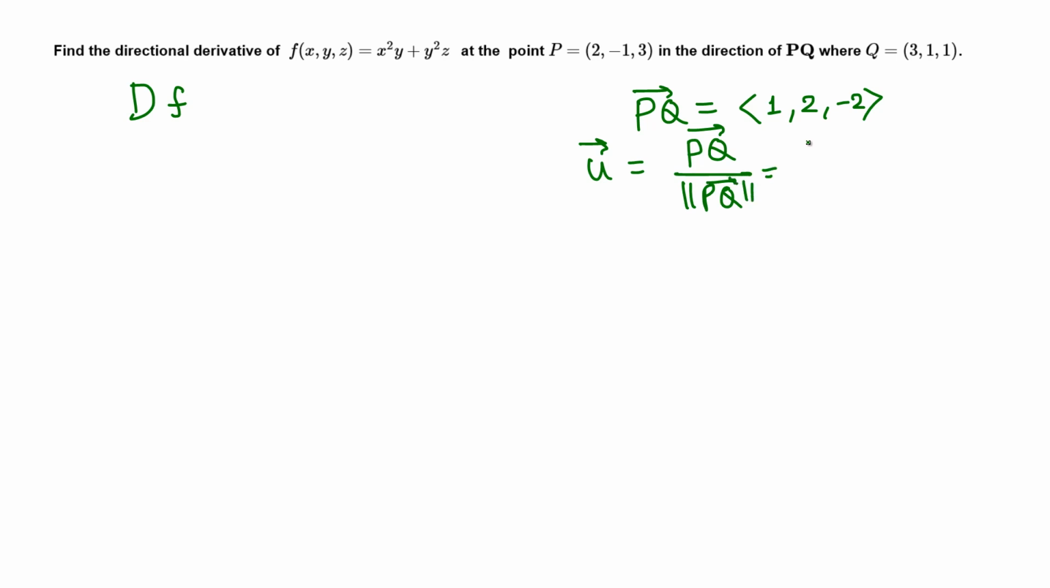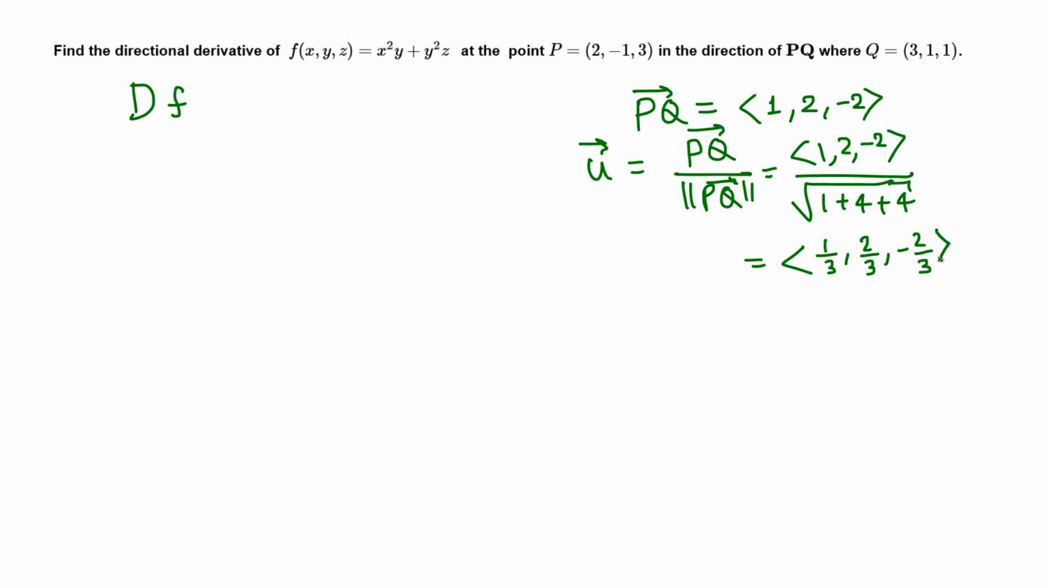Okay, the vector is 1, 2, negative 2, and its magnitude is just the square root of the sum of squares. 1 squared is 1, plus 2 squared is 4, plus negative 2 squared is 4, and this is 9, square root of 9, which is 3. So we need to divide by 3. So 1/3, 2/3, and negative 2/3. So this is the unit vector in the direction of PQ.